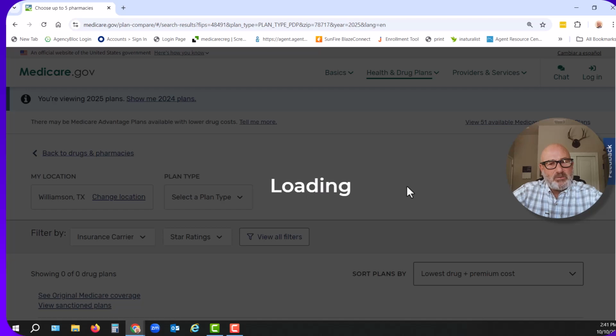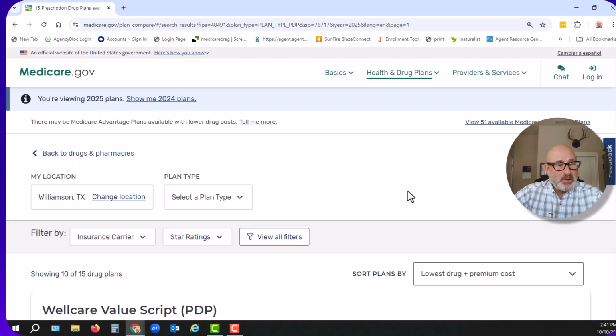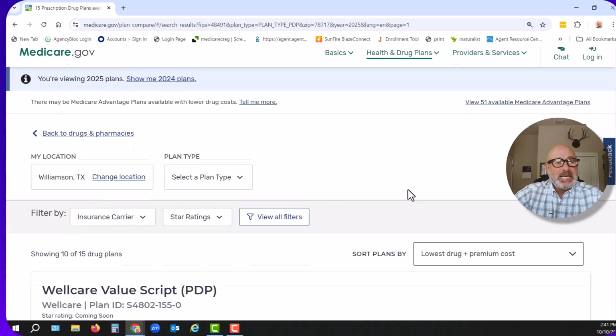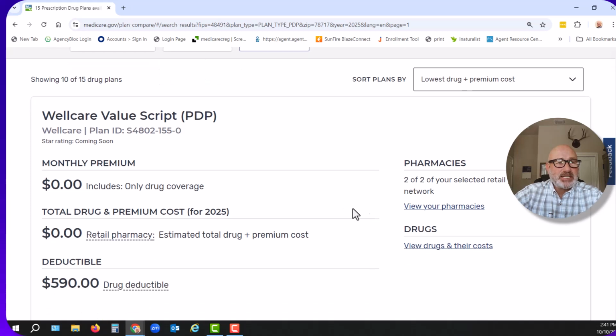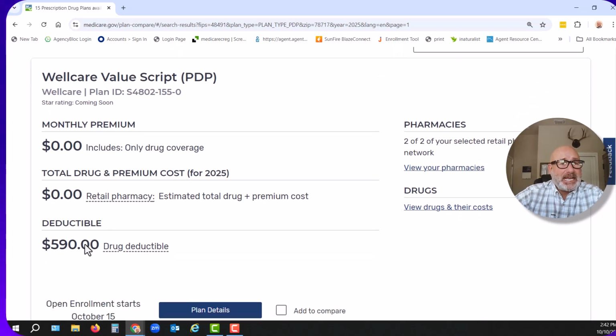All right, so what it's doing is it's looking at all 15 plans that are available, and it's calculating which plan will have the lowest premium and the lowest copays. And when they add those two together, whatever the first one that pops up is going to be the most cost effective. And lo and behold, it's our good friend WellCare Value Script Plan. In 2024, it was 50 cents. I sold a ton of them. And they seem to work fine. And with this particular plan, for my medications, I wouldn't have to pay anything, and my copays are zero.